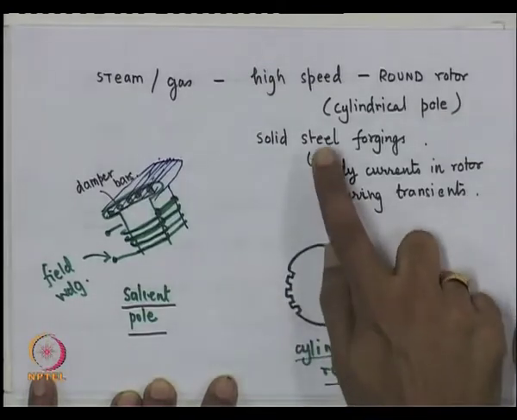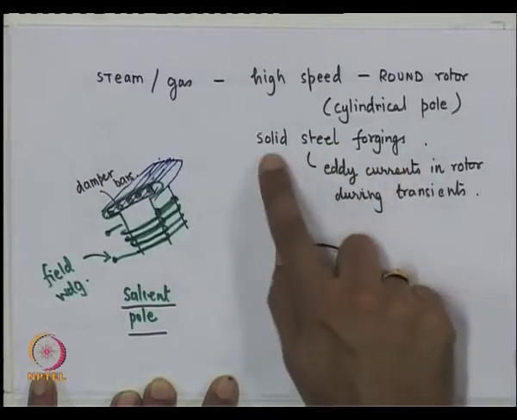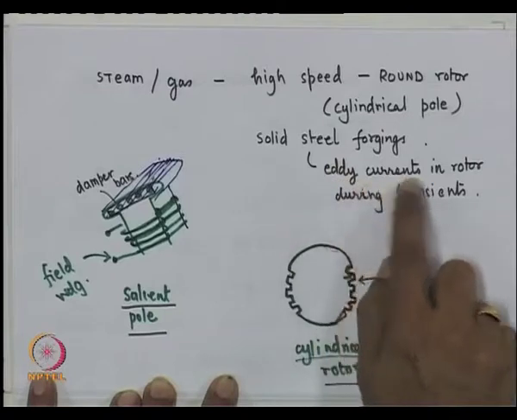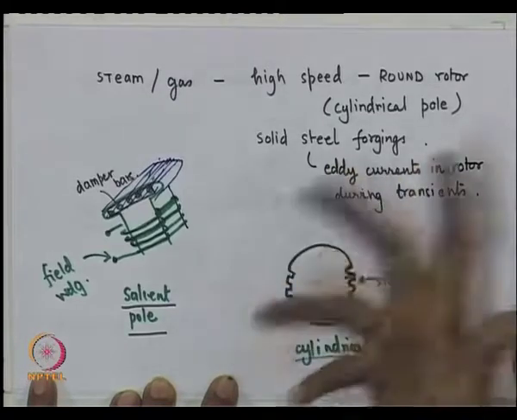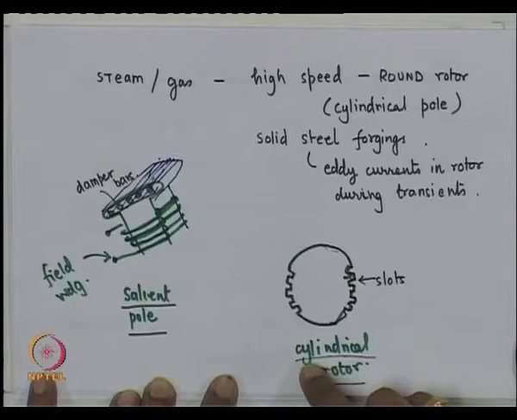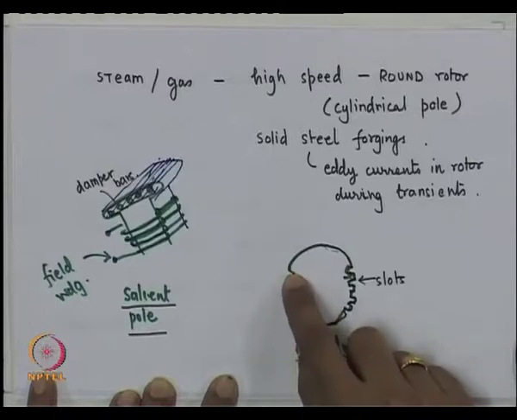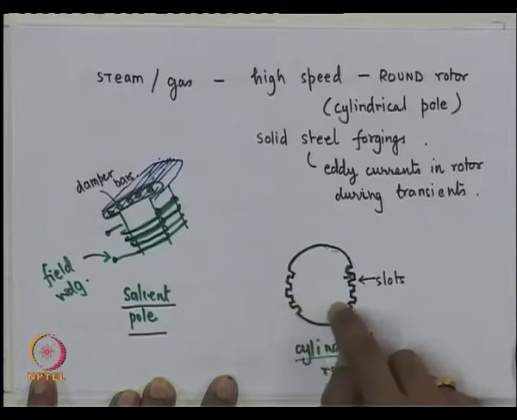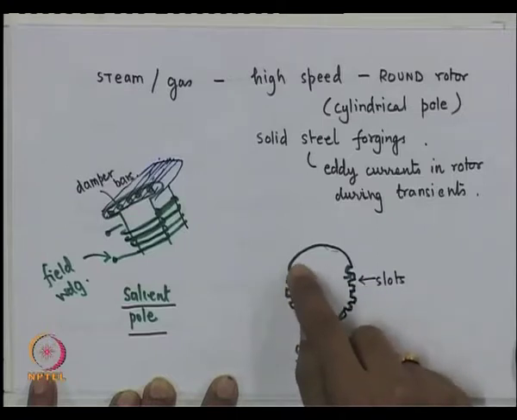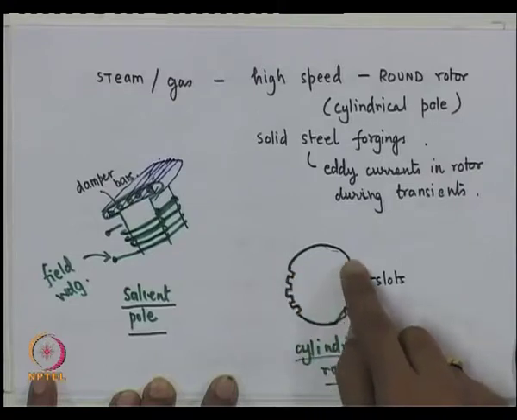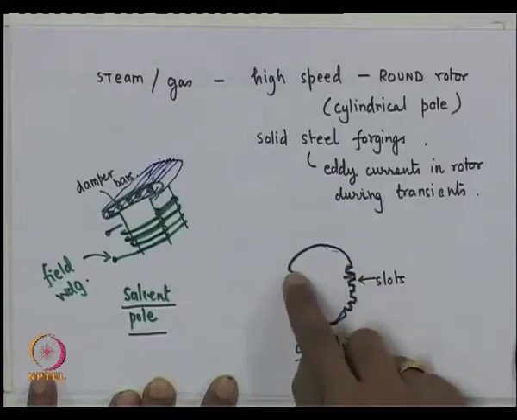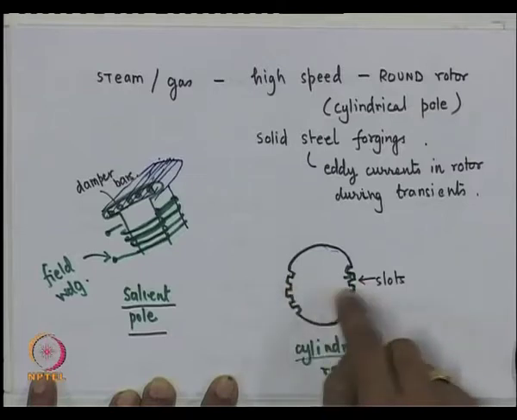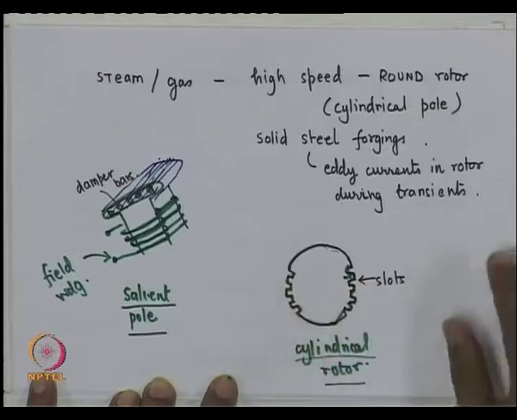In fact, in a cylindrical rotor machine, the solid steel body of the rotor itself creates eddy currents which perform the same function. On a cylindrical rotor, the field winding is housed in slots of this kind. Of course, the slots have a wedge, which is not very clear in this, to keep the windings in place. So, the windings are placed in the slots in a cylindrical pole machine.